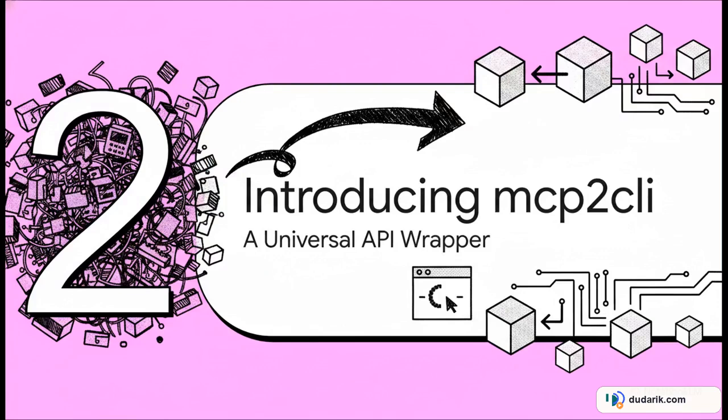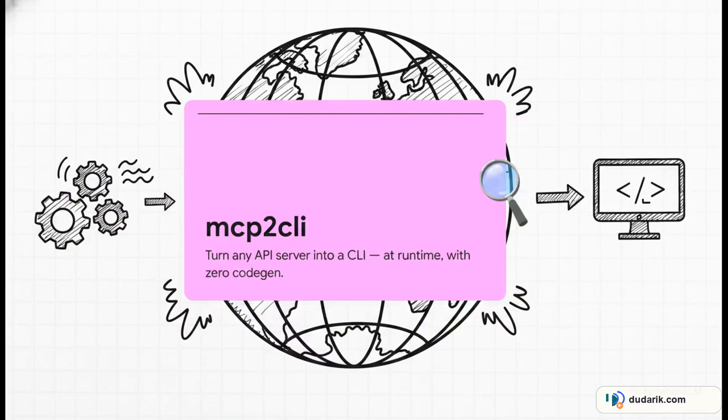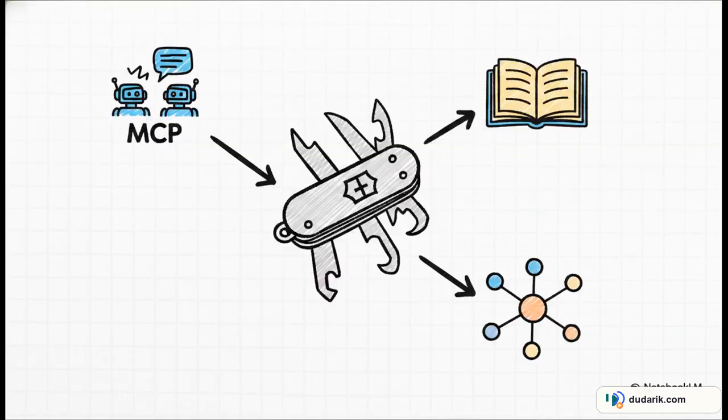Well, that's where this brilliant little tool comes in. It's a universal API wrapper, and it's called MCP2CLI. So what is it really? Think of MCP2CLI as a command line tool that's basically that universal translator we talked about. It can look at any standard API out there and just turn it into a simple set of commands you can type in a terminal. And here's the really slick part. It does this at runtime. That means you don't have to generate any code, you don't have to do any prep work, it just works instantly.